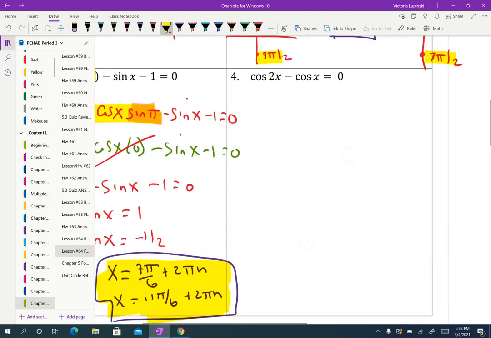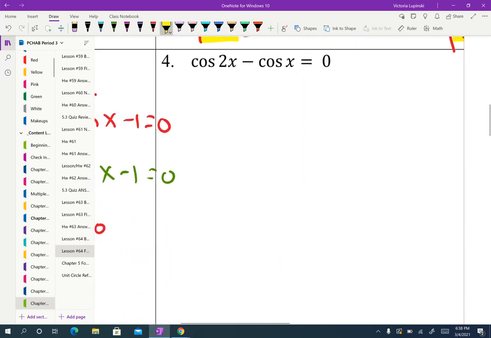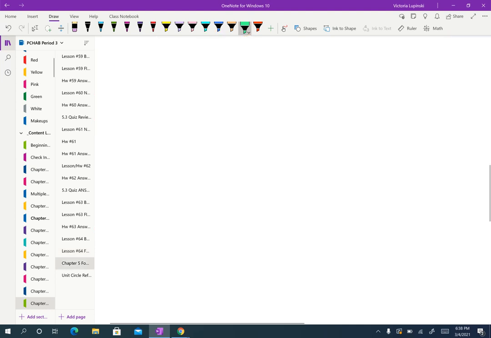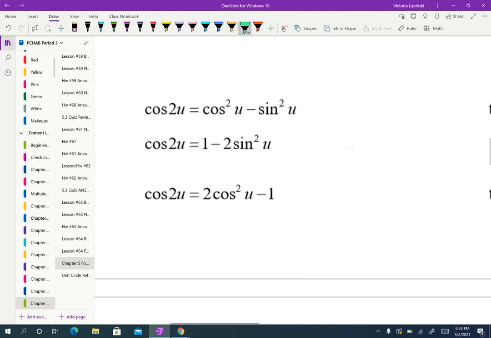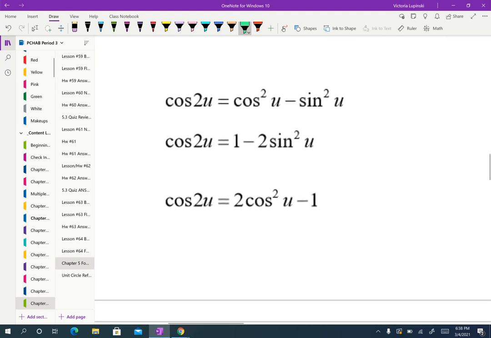Here in number 4, you have the cosine of 2x minus the cosine of x. Now again, be careful. This cosine of 2x and this cosine of x, you can't subtract them, you can't combine them, you can't divide by 2, you can't do any of that stuff because they are different. So be careful. What you want to do instead is realize that this cosine of 2x is a formula. Actually, the cosine of 2x is 3 different formulas. So you're going to want to choose the one that makes the most sense in the context of the problem.